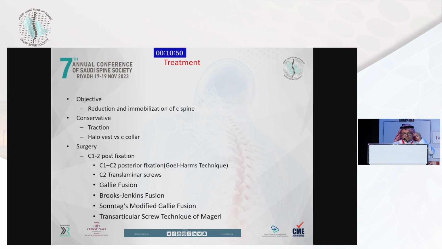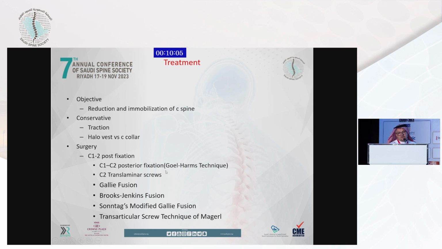Treatment. Generally speaking, the principle or objective of treatment is reduction and immobilization. Infectious cases, like Grisel syndrome, are usually treated conservatively by closed reduction with a halo vest or C-collar, while the traumatic type has a different treatment strategy. Usually traumatic rotatory subluxation is associated with other trauma, such as odontoid fracture or facet fracture, so most of them end up with surgery. Still the principle is reduction, either closed or open intraoperatively, with immobilization or fixation by C1-C2 posterior fixation.